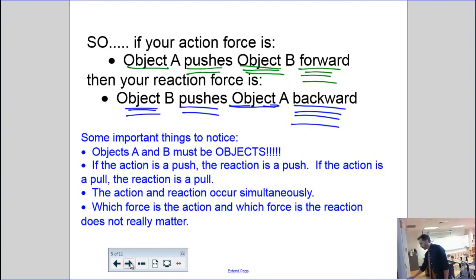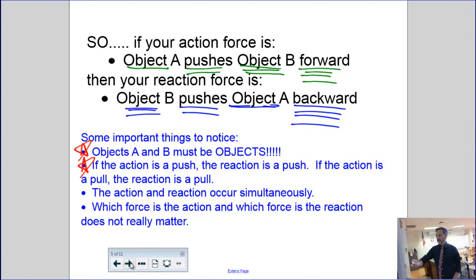Okay? And so some important things to be aware of. First of all, in order for this to make any sense, this is going to sound silly, but your two objects have to be objects, right? Remember, I said that any force in the universe has two objects associated with it, and you have to identify what the objects are, which usually is simple, but sometimes not obvious. All right? Second thing to be aware of. If your action force is a push, then your reaction force is a push. If your action force is a pull, then your reaction force is a pull.